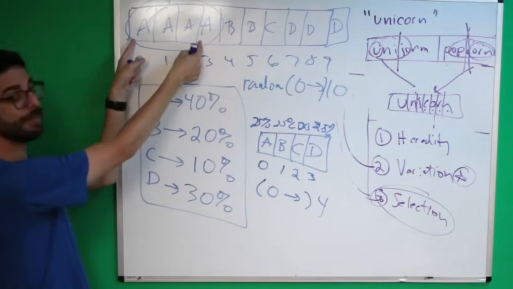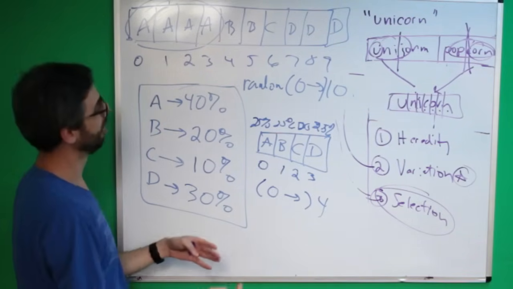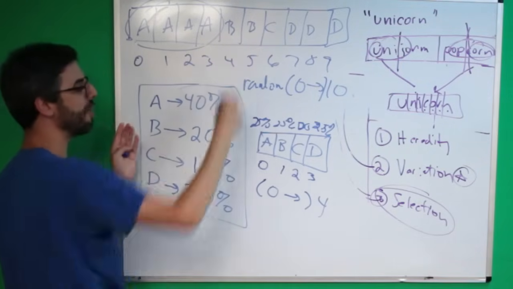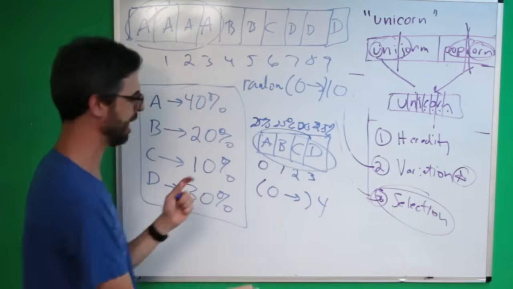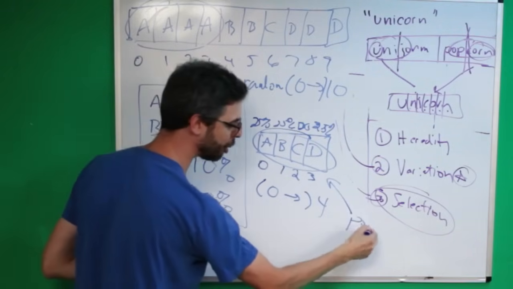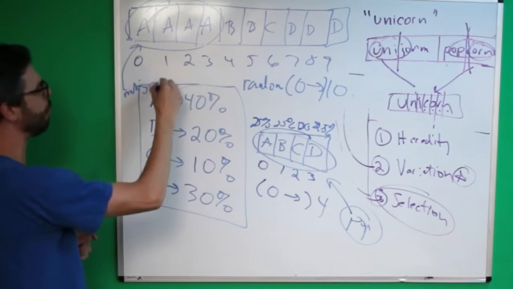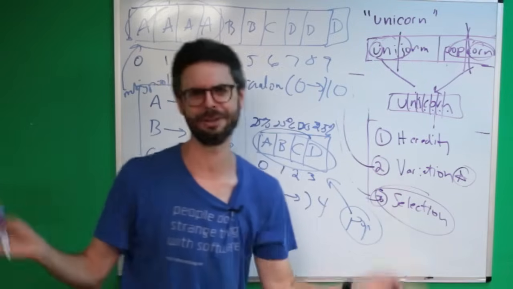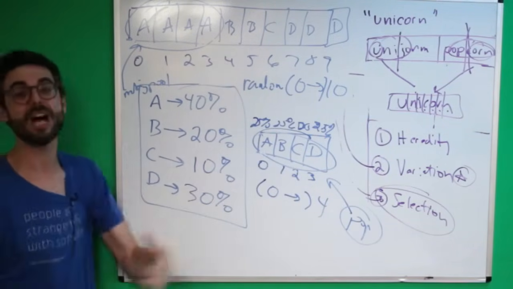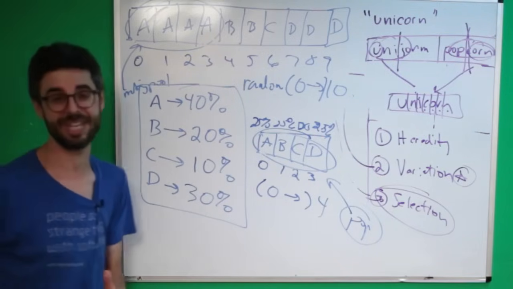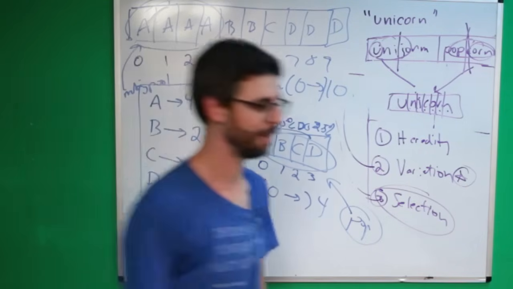4 out of 10 times, I'm going to pick 0, 1, 2, or 3, an A. 2 out of 10 times, I'm going to pick a 4 or a 5, a B. So what I can actually do, if I have this population array, that's the actual population array in the code, I build another array, which I think I'm calling a mating pool. Or I might call it Darwin or something, where I take these elements and put them in this array a certain number of times according to their fitness. So the more times something is in an array, the more likely it is to be picked.